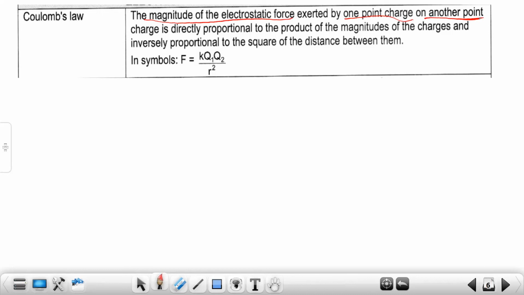So what it basically says is I need now to have charge 1 and charge 2. So I'm just going to call this one Q1, and then I'm going to call this one Q2. It says now it's directly proportional to the product of the magnitude of the charges. So from that, F is basically directly proportional to Q1 and Q2. The product, remember, should be the multiplication between the two.